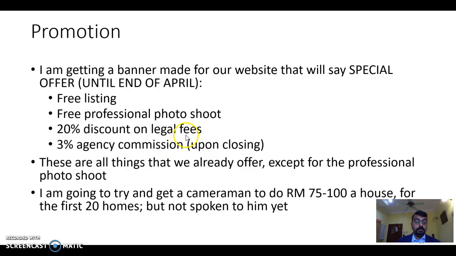This is something we already do. We've already agreed it with Mao and Kwai. And 3% agency commission upon closing. That's what we've already agreed with Kim Realty, and that's the maximum anyway. So it's just to make it sound attractive and to create that urgency. So the only thing we don't do right now is the free professional photo shoot.